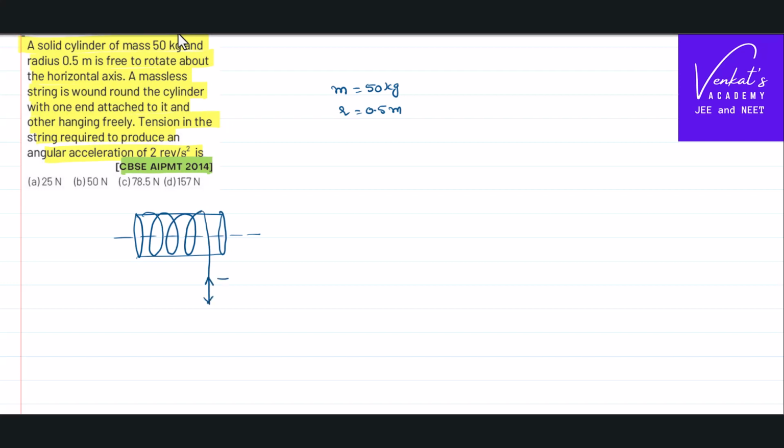In this string, a tension will be developed as it is trying to rotate the cylinder, right? Then, because of this the cylinder is having some angular acceleration of 2 revolutions per second square. Alpha is given for you, but be careful, angular acceleration unit is not revolution per second square, but radian per second square. I have to convert that.